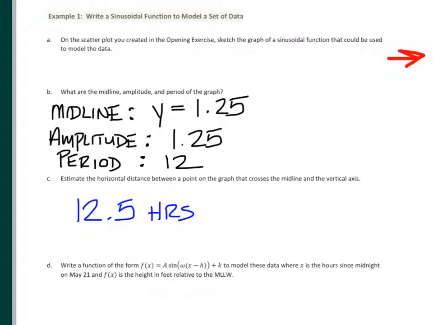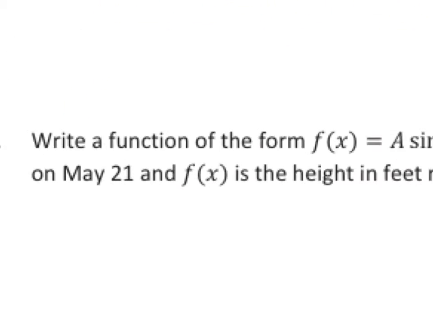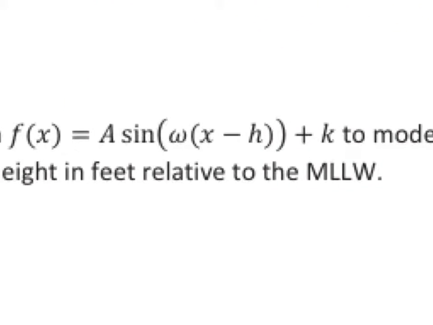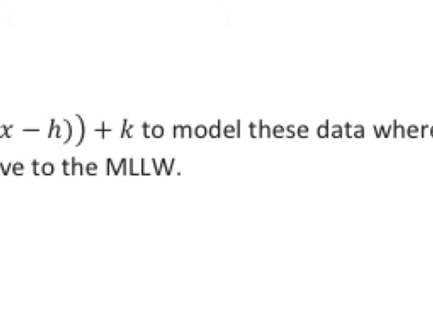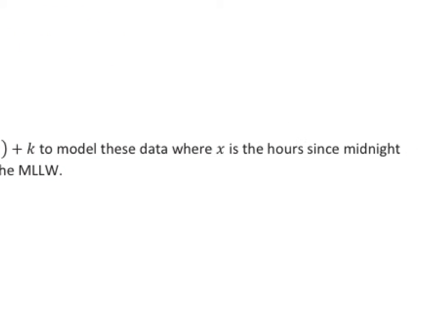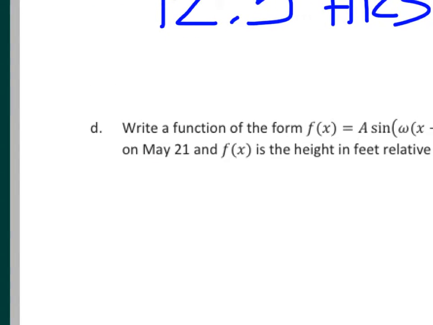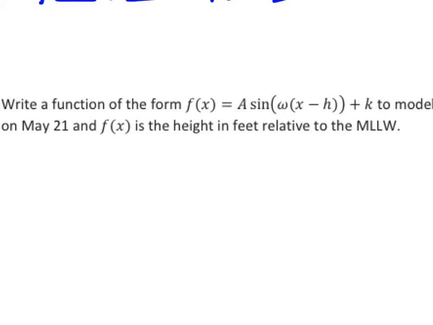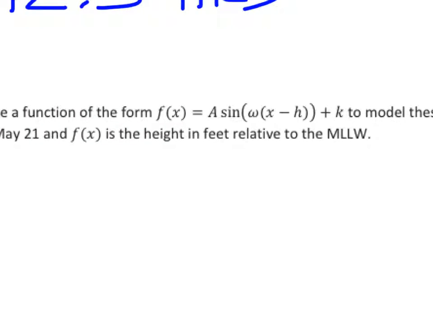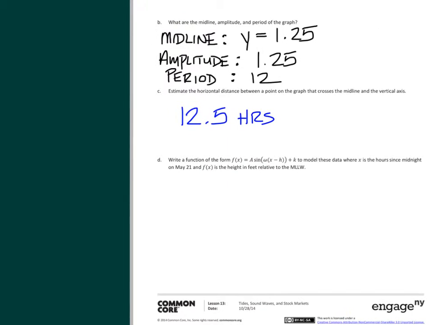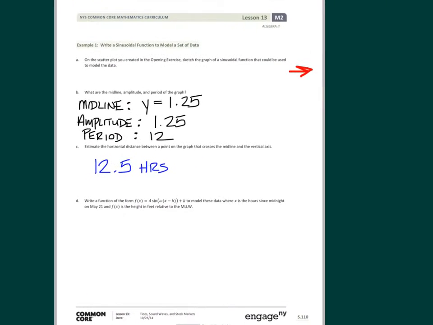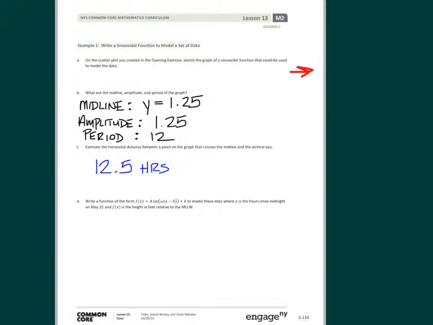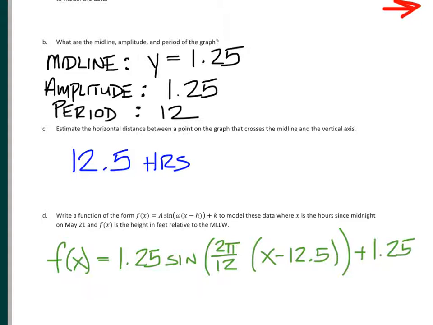But then we have to write a function. You have to write a function of this form, just like we did with the Ferris wheel, to model these data, where x is the hours since midnight on May 21st and f of x is the height in feet relative to the MLLW. So we can go back and look at that graph if it still shows up on here. I don't think it does, so we'll have to go back to the other screen. And there is the form that the lesson plan came up with.